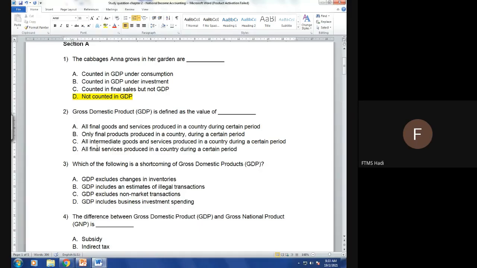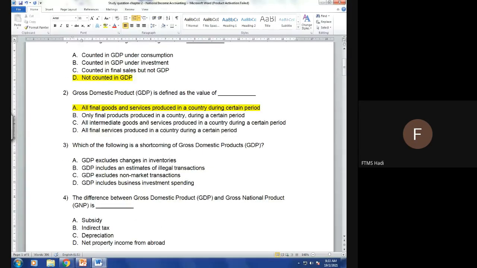All final services produced in the country during a certain period. So the complete answer will be A, right? Because of goods and services. The other answers, because this one is final services, tetapi goods tak ada, so you cannot put that. Only final products is not, because you need to consider services as well. So that is the second answer. They must be all final goods and services.